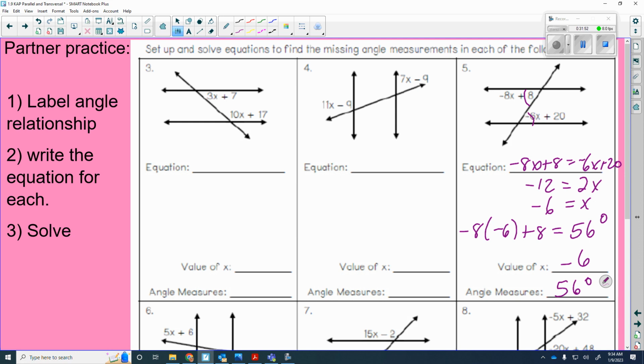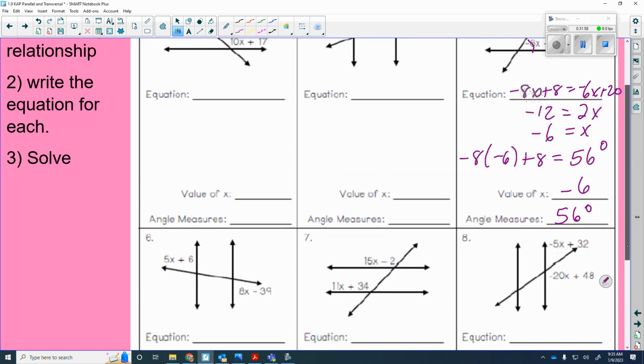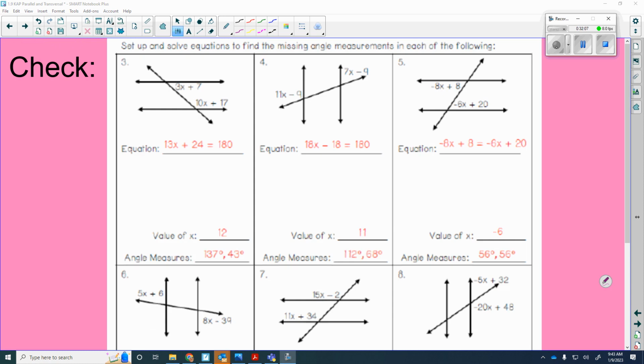All right, guys? Okay, looking at our time that we have left, we have 5 more problems here. I'd like for y'all to solve those with your partner, and then we'll check, okay? Let's go ahead and check. So on the first one, you should have gotten x was 12, and then your angles were 137 and 143. How'd we do? Okay, number 4, it was 11. The angles were 112 and 68. Yes.